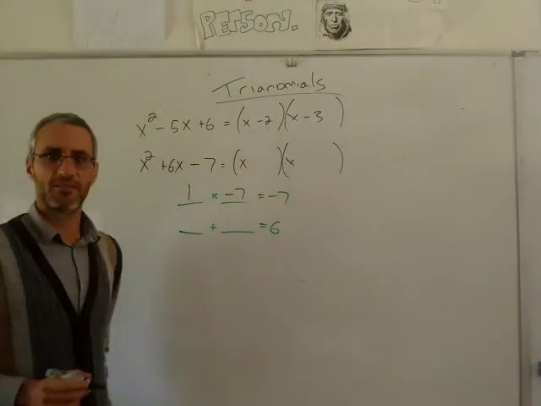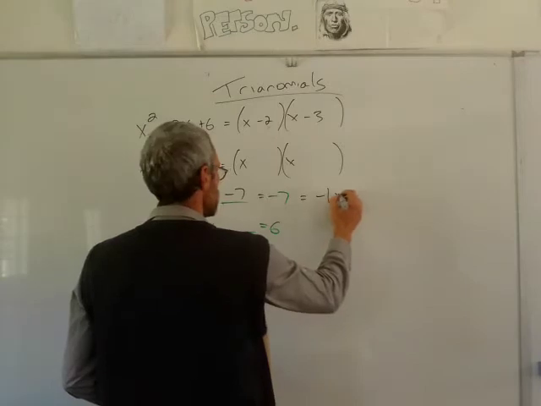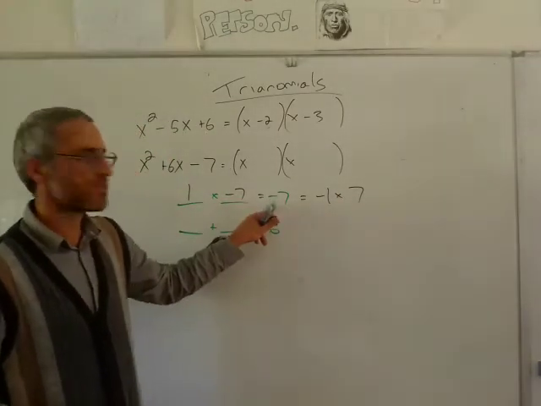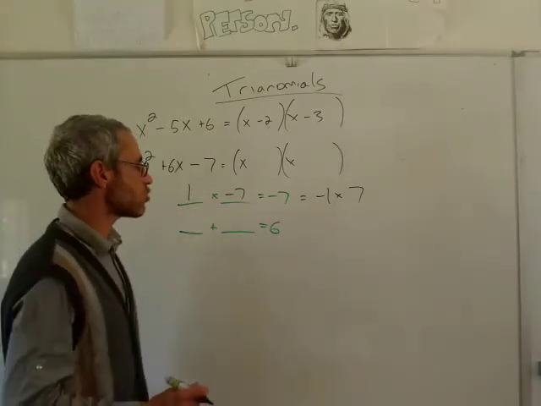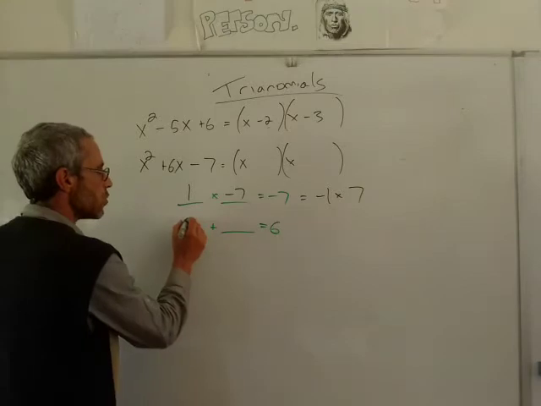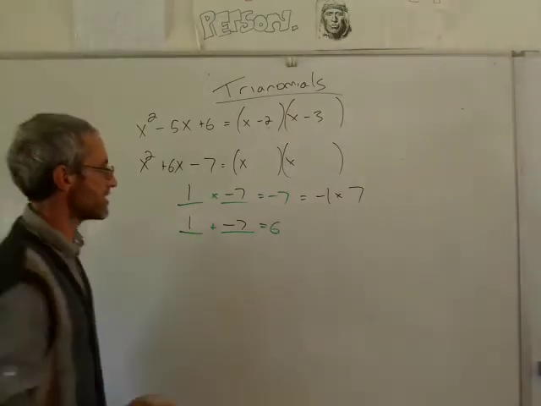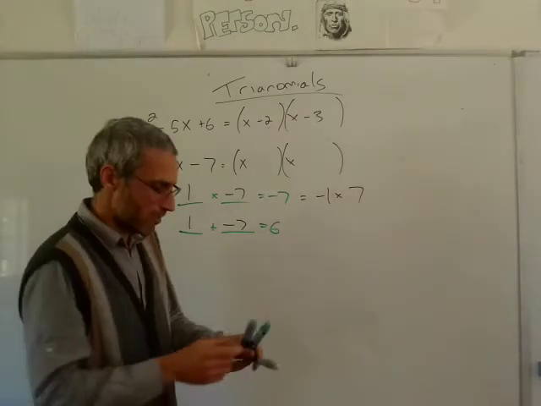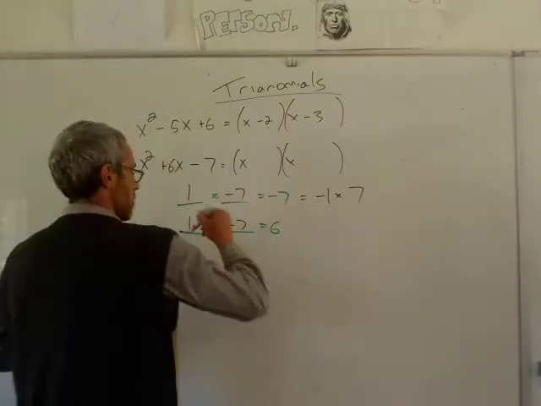1 times minus 7 is minus 7, or it's going to be minus 1 times 7, right? We can swap the minus. Minus 1 times 7 is minus 7, and 1 times minus 7 is minus 7. So we need to try both of them. If I do 1 plus minus 7, is that going to be equal to 6? No, it's going to be equal to minus 6. So that is not the one we want.